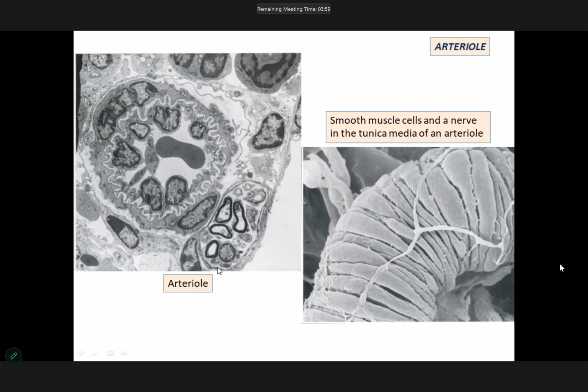This is the cross-section of a nerve fiber bundle with myelinated and non-myelinated nerve fibers here. And this is the scanning electron microscopy photograph in which we can see the smooth muscle cells circularly located. And this arteriole is innervated by a sympathetic nervous system fiber, which makes this arteriole contract or relax.